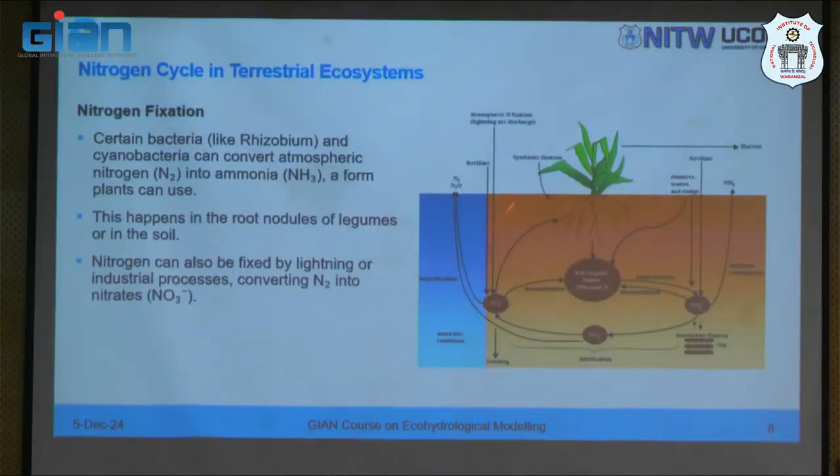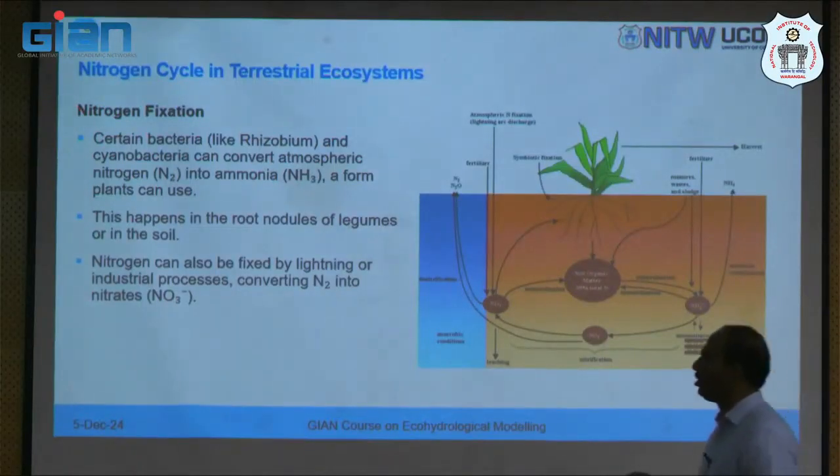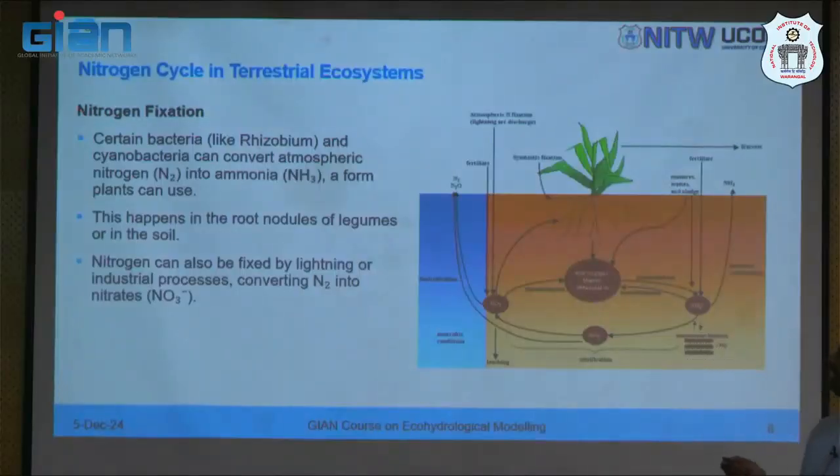A figure that you will see in your SWAT manual is basically the nitrogen cycle. Nitrogen fixation is basically where certain bacteria like rhizobium and cyanobacteria can convert atmospheric nitrogen into ammonia. So, this atmospheric nitrogen gets converted into ammonia, a form that plants can use, right? So, you have rhizobium bacteria and cyanobacteria.